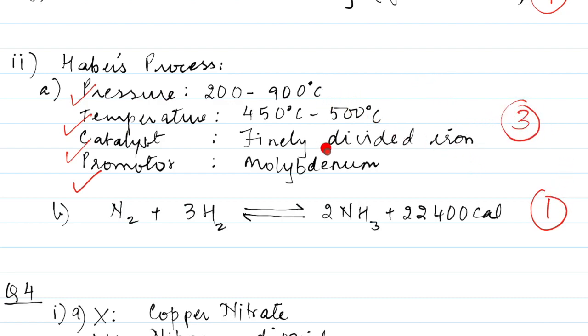So there are 4 conditions over here. Yet they have given 3 marks. Doesn't matter, you write all 4 of them. Don't say only 3 marks are there, so how can I write 4? I'll write 3 only. You can't say like that.